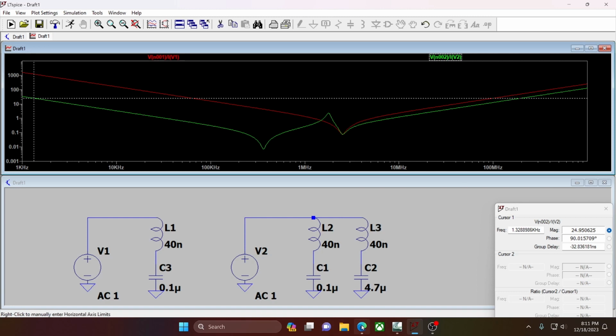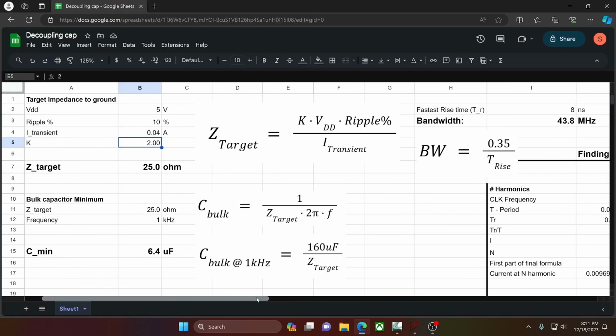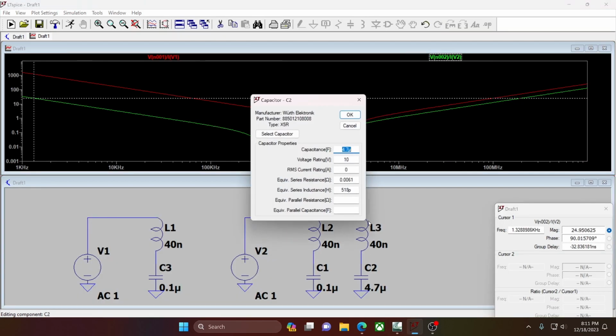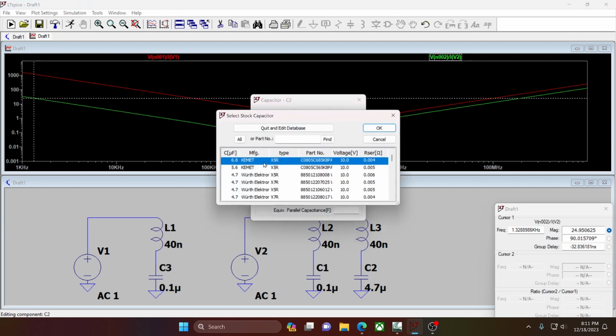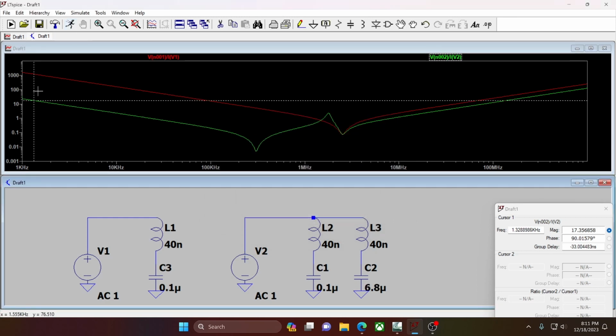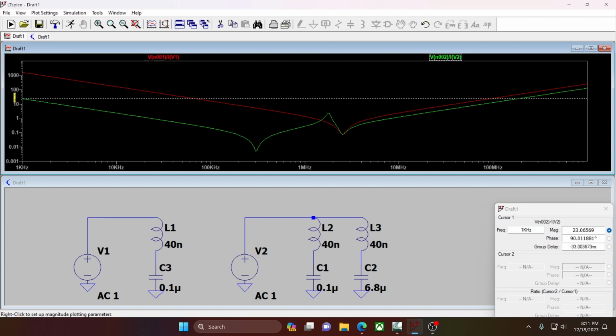But look, our target bulk was 6.4. So, yeah, 4.7, that's pretty good. So, you know what? How close can we get to 6.4? What, 6.8? Yeah, 6.8. Let's double check, make sure everything is good. All the way over here, 23, yep. The math does check out.